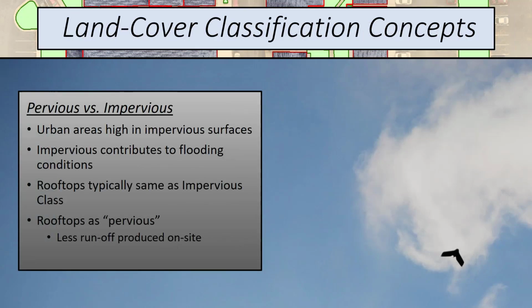Now the first thing we need to understand when characterizing land cover is the difference in pervious and impervious land. Impervious land does not allow for the infiltration of water and would consist of land cover like concrete and asphalt. Pervious land, however, is porous and allows for water to infiltrate. Pervious land would consist of land cover like grass or soil.